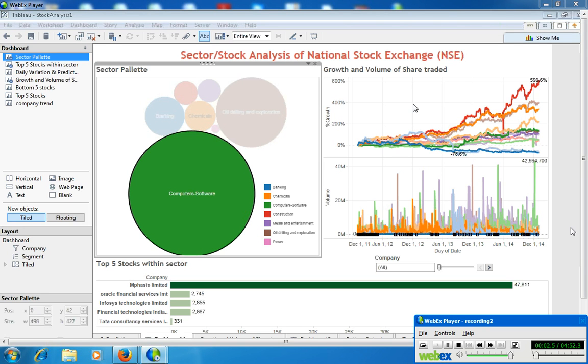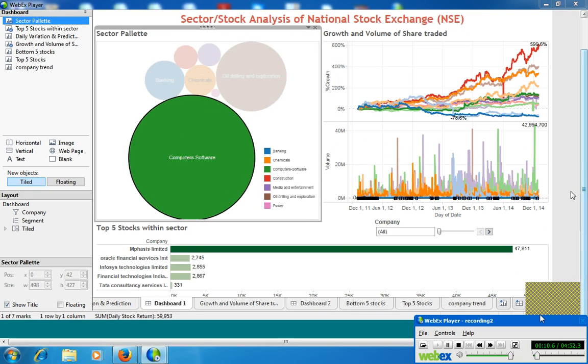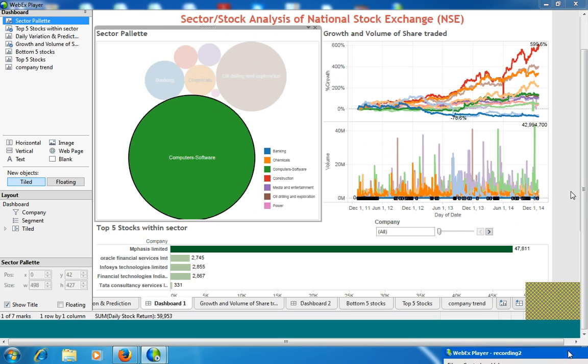Along with me are Srinivas and Pranit. They are my project mates. And the one we're talking about right now is a data visualization project, which we have done as part of the CBA group project. Basically, this project deals with the sector and stock analysis of the National Stock Exchange.